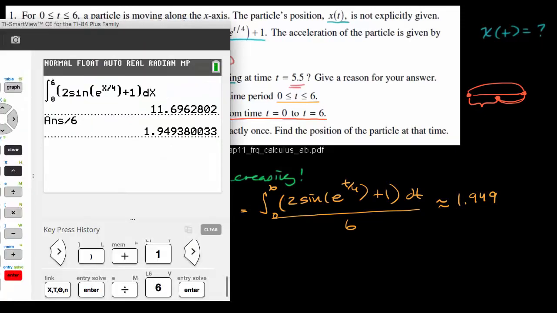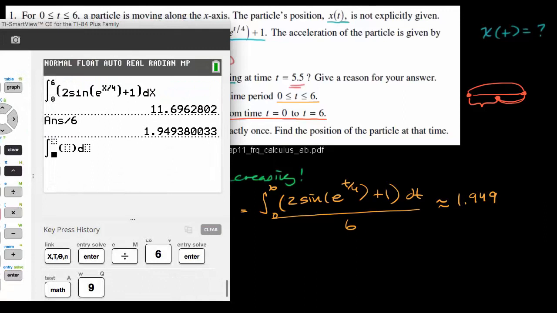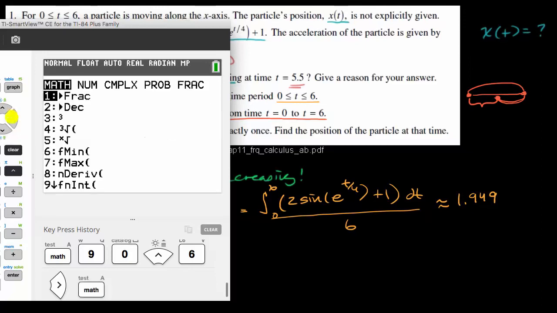So once again, we hit math, definite integral. We're going from 0 to 6 of, now we'll hit math again, and then we'll go to number.